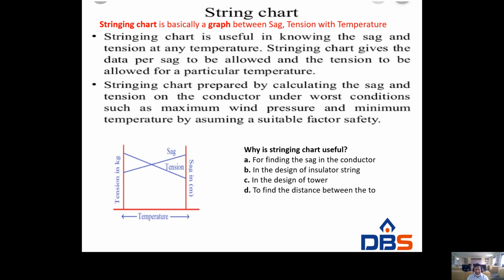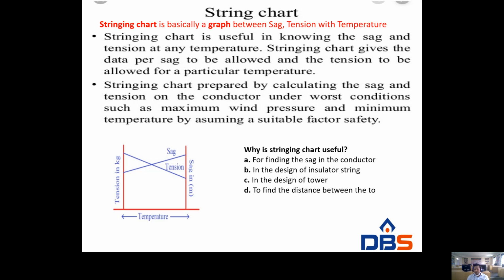What is meant by a stringing chart? A stringing chart is basically a graph drawn between sag and temperature, and also tension versus temperature. That means two graphs: one drawn between sag versus temperature, and one drawn between tension versus temperature. So a stringing chart is a graph drawn between tension and sag with variation of temperature.